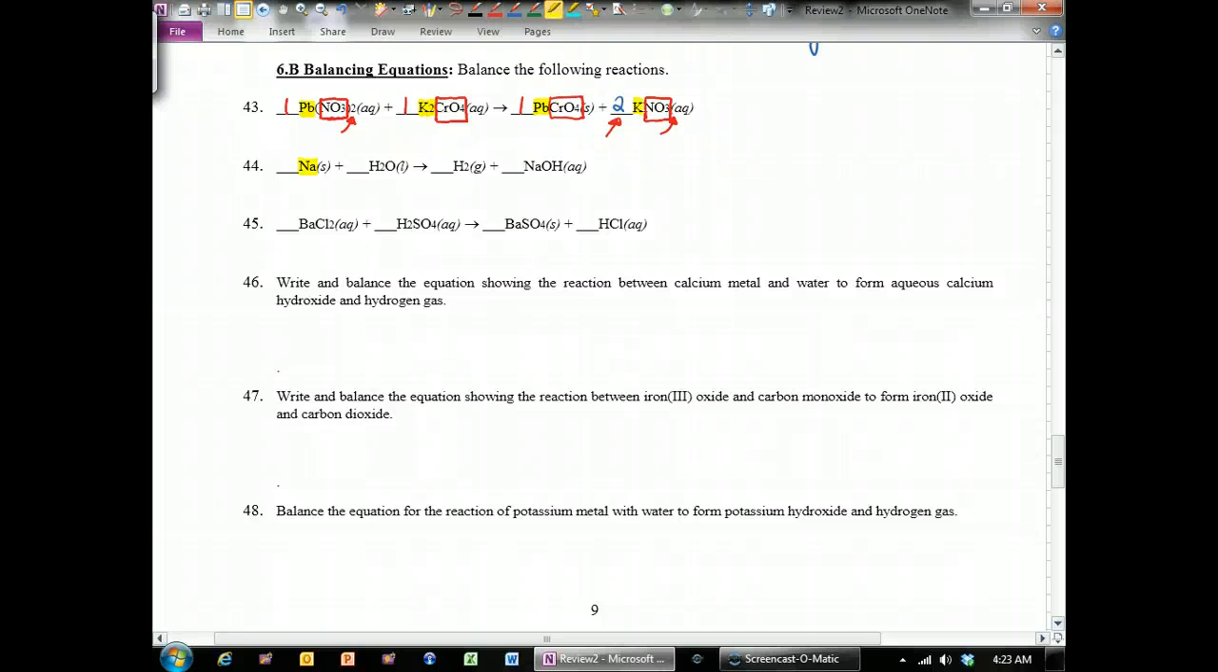I pick sodium, and I have 1 on both sides, so they're balanced. Next, I'm going to look at hydrogen. I've got 2 hydrogens on both sides, so they're balanced. And I look at oxygen. I've got 1 oxygen on both sides. So this is a nice, easy one. It's already balanced with the coefficients of 1, 1. Oh, no, it's not that easy.